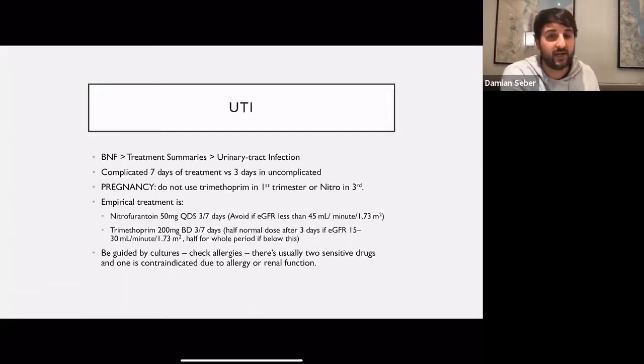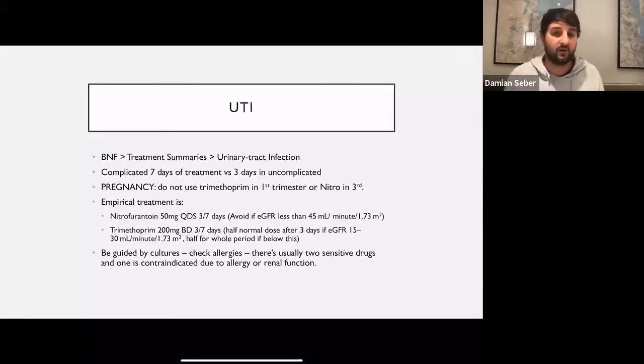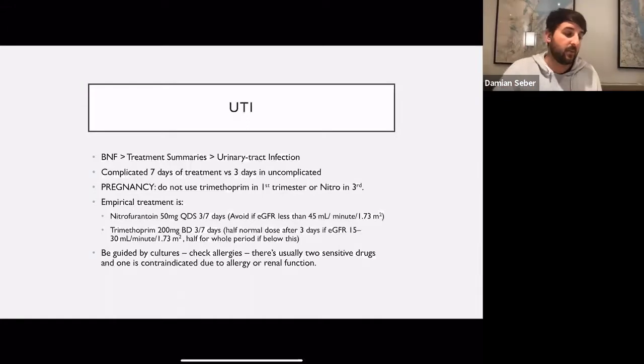Remember to check the patient's allergies. In the exam, there are usually 2 drugs that are sensitive. I remember we had amoxicillin and cefalexin, but they were allergic to amoxicillin, so you had to prescribe the cefalexin. So just be aware of that. And again, look at their renal function. It's dead easy to just search the drug and click renal impairment on top of the monograph, and it will tell you if you can prescribe it in renal impairment.